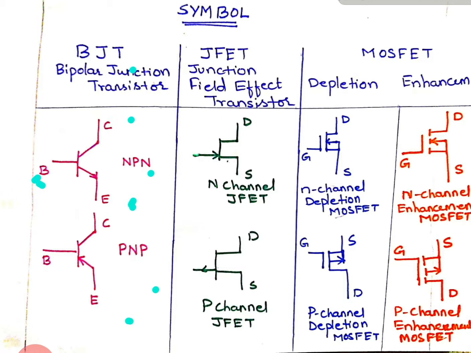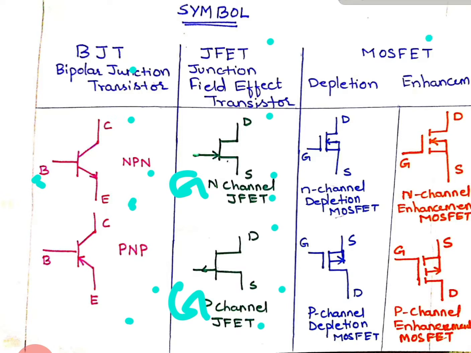This is the difference. JFET, junction field effect transistor, or shortly called JFET. Again you have N channel JFET and P channel JFET. For JFET you have three terminals: drain, source and gate. The difference between the N channel JFET and P channel JFET is the arrow mark: in one it is entering inside and in the other it is outside.